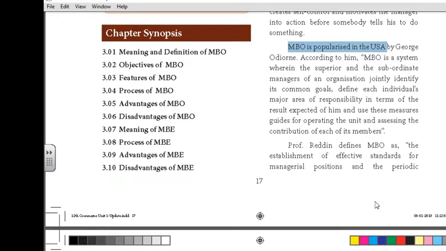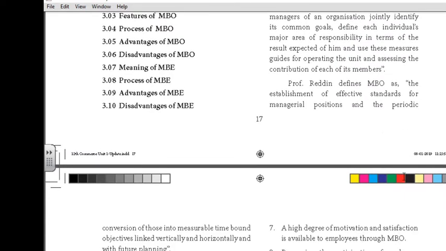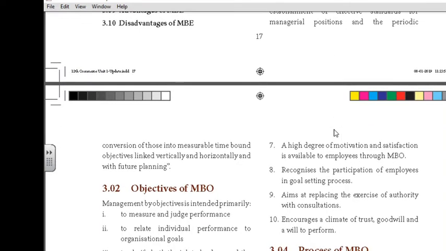Next, what does Professor Reddin define? He says it is the establishment of effective standards for the managerial positions and the periodic conversion of those into measurable, time-bound targets, linked vertically and horizontally. This word vertically and horizontally we have seen in the first chapter, in the span of management. That is, the authority may be from top to bottom or from right to left.